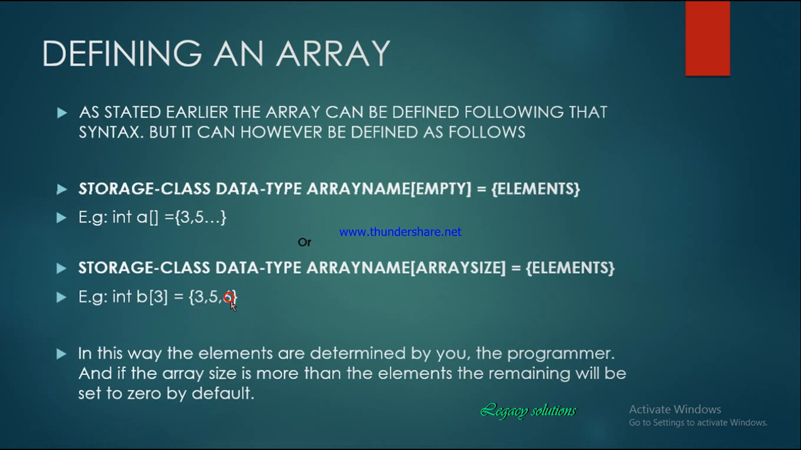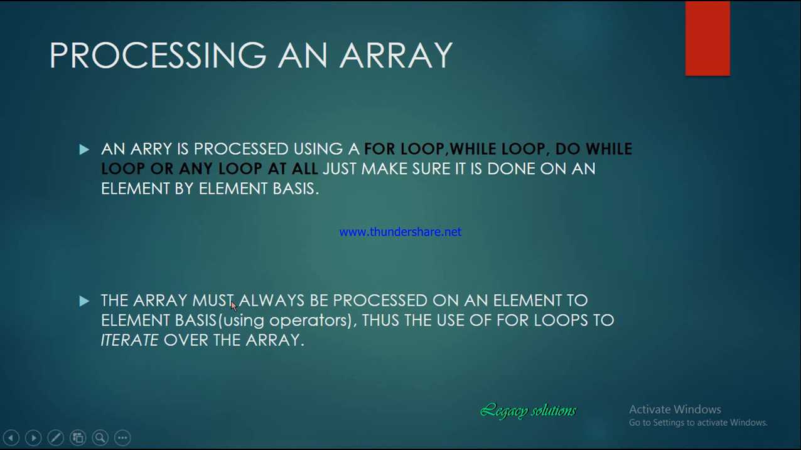You get? Alright, so when you want to process an array, you process it using a for loop, a while loop, a do while loop, any loop. Just make sure it is done on an element by element basis. It's not like a variable that you process all at once. You can't just go like a normal variable. So you start with element 0, process it, then element 1, process it. That's the way you process the elements. You can call any element from anywhere you want. It all depends on you, but just make sure it is done on an element by element basis.